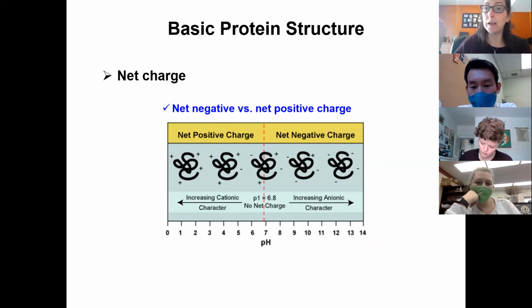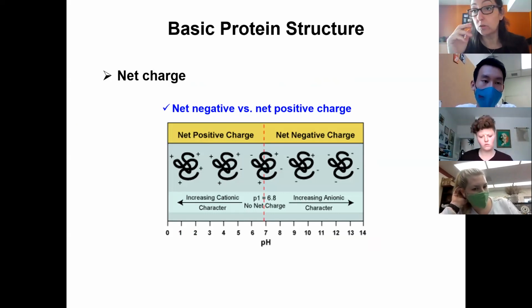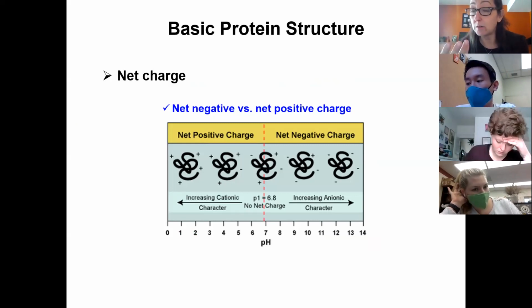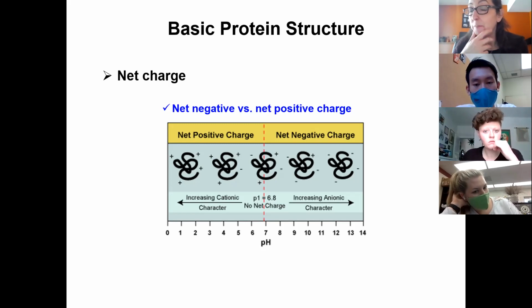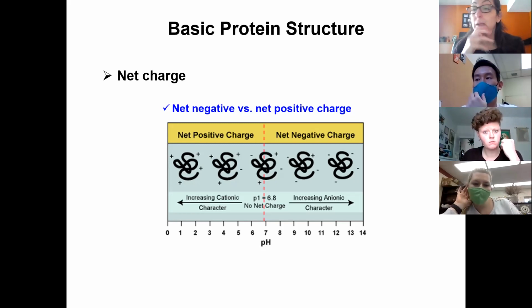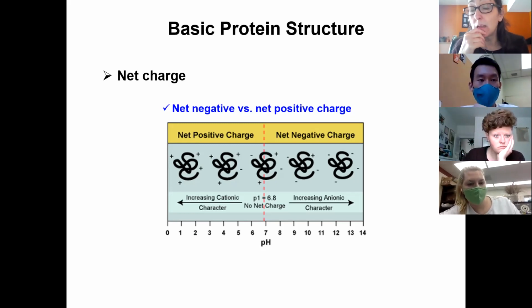When you form the polypeptide, you have different amino acids with different charges. Some charges cancel each other and some don't, so you end up with a net charge. The net charge is basically the charge of the protein after cancellation of the pluses and minuses. That depends on the amino acid composition, how many basic amino acids you have versus acidic amino acids, and also on the pH. So you can actually change the net charge of the protein based on the environment.